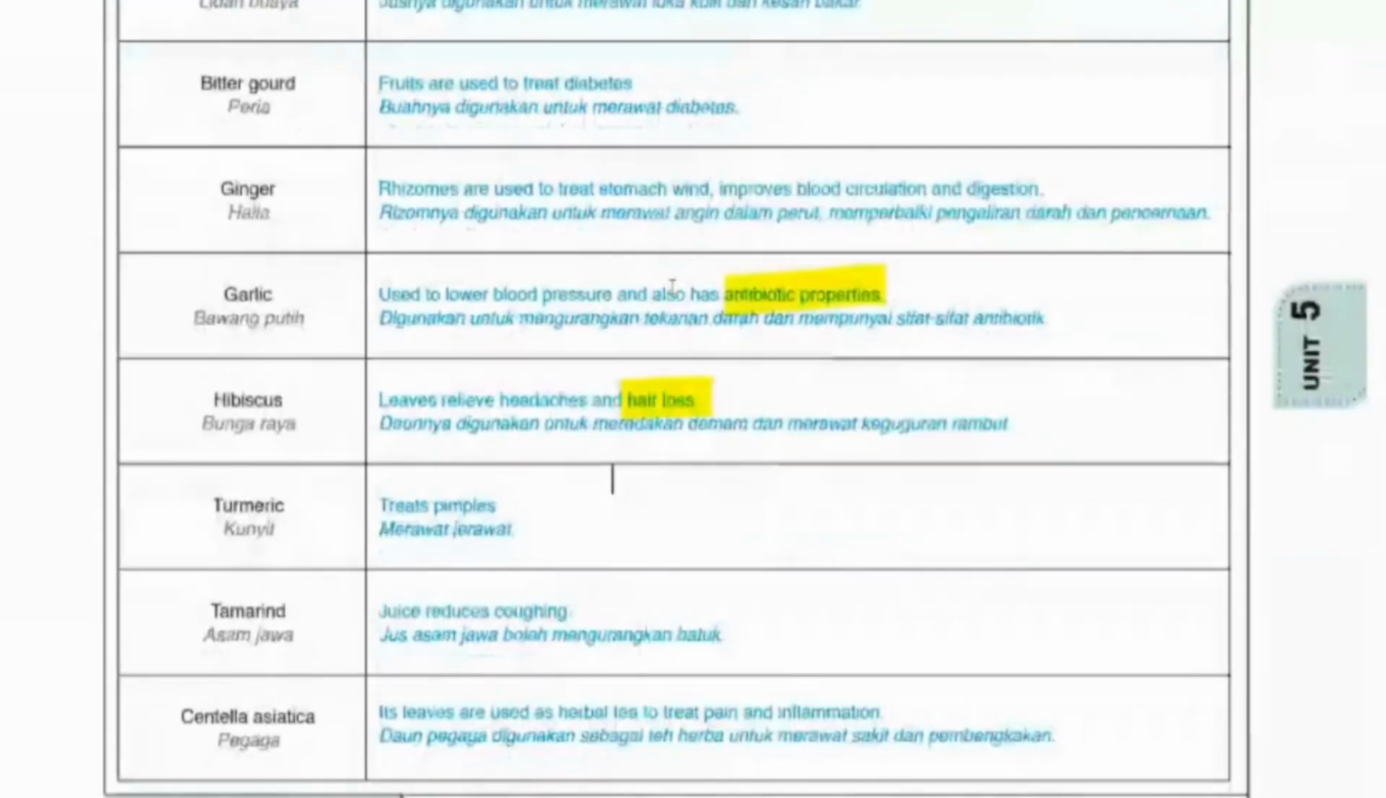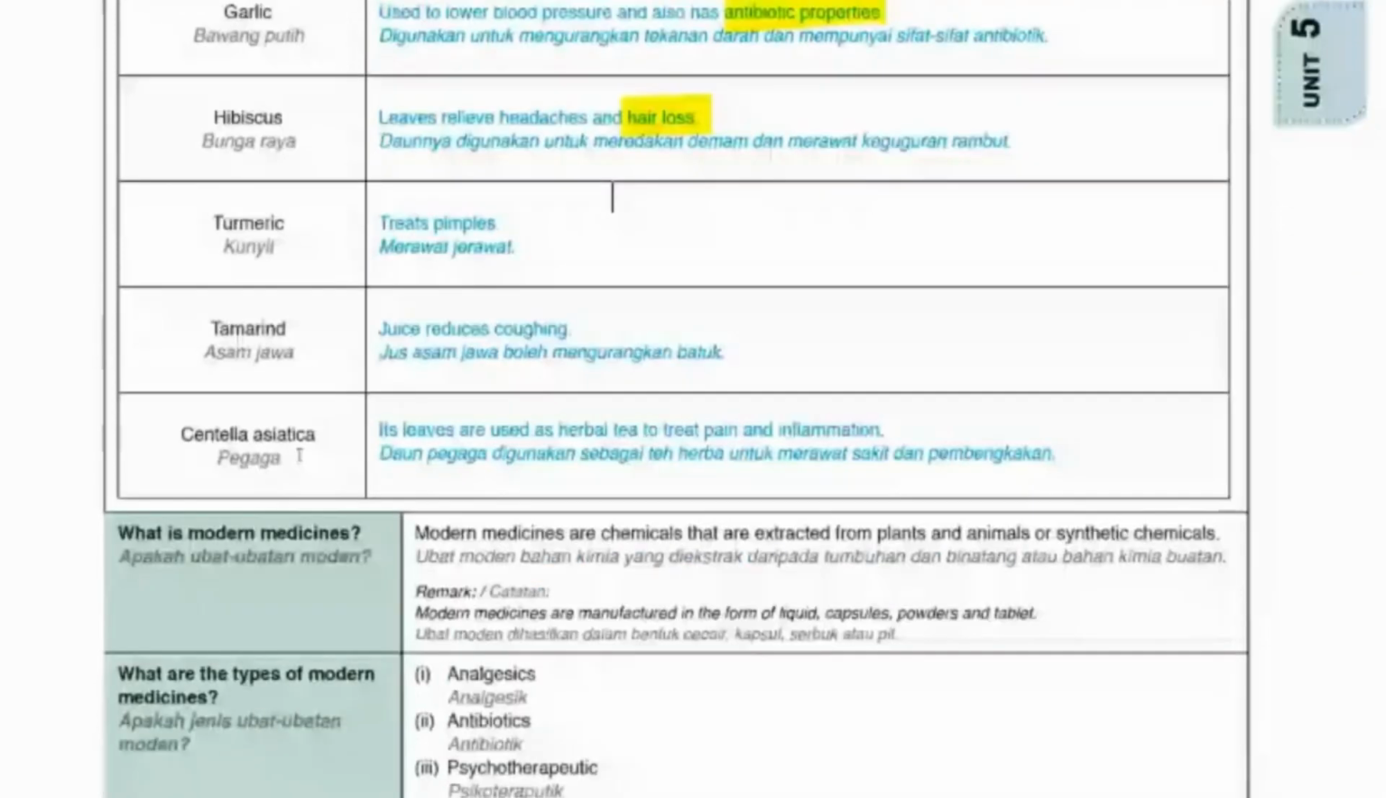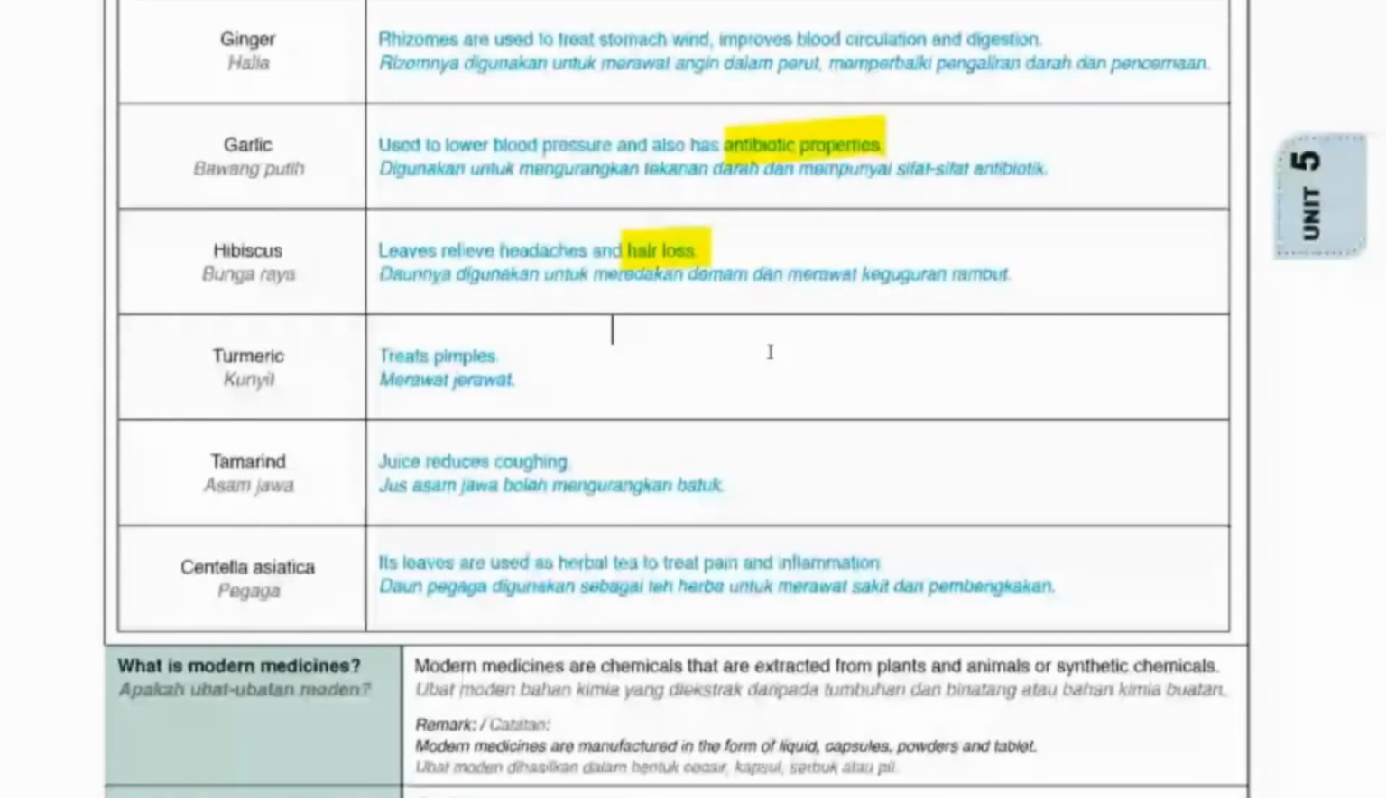Then tamarind juice reduces coughing. Then this one's Pegaga, Centella asiatica. Its leaves are used as a herbal tea to treat pain and inflammation. All this. Okay. Actually, not more than this. Here's just a few examples, so you can note down first.